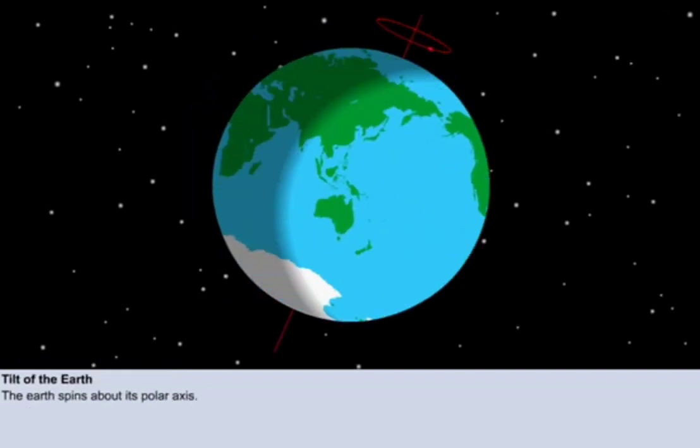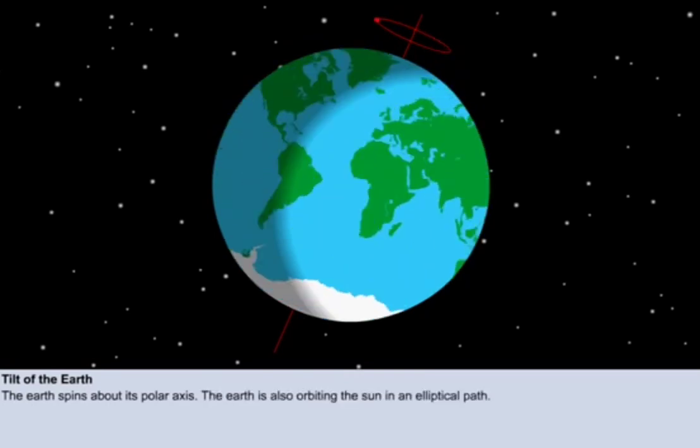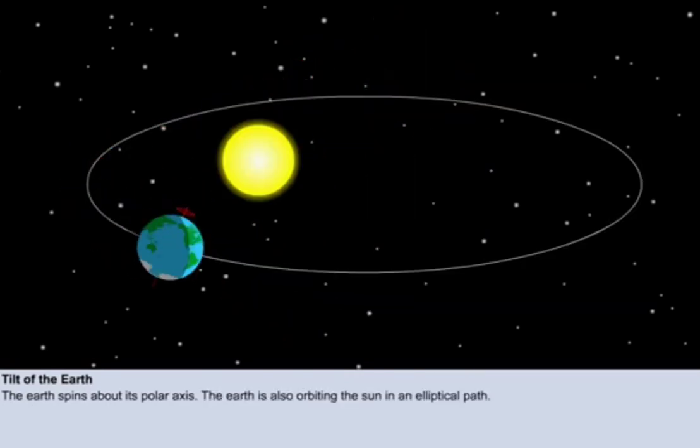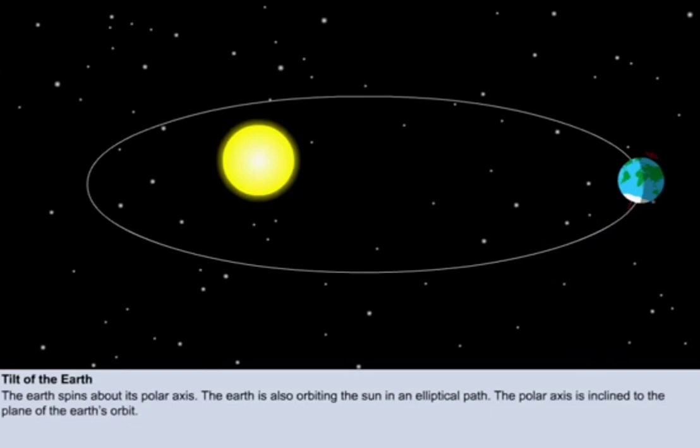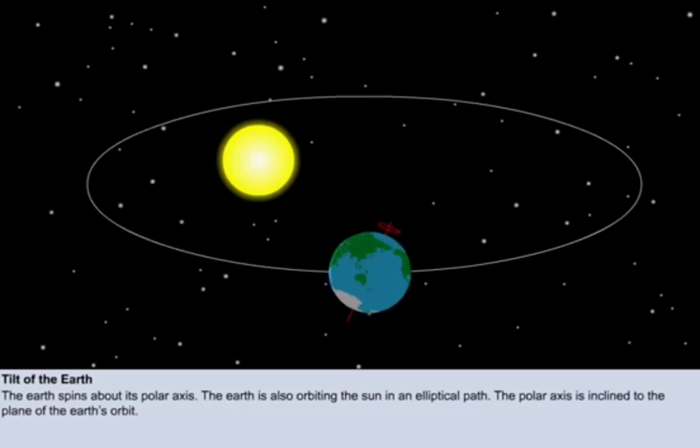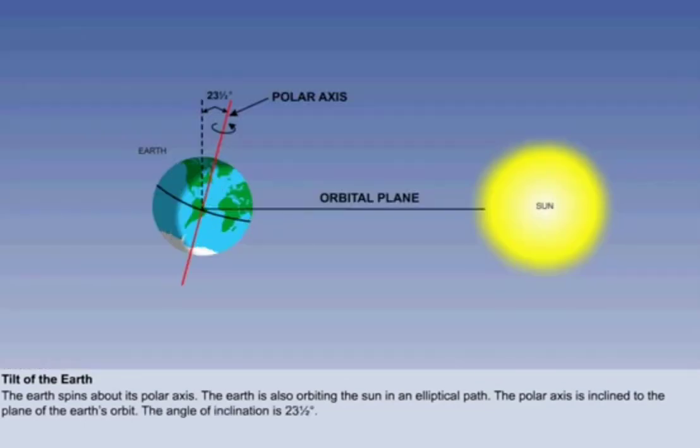The Earth spins about an axis, called the polar axis. Additionally, the Earth orbits around the Sun, in an elliptical path, taking 1 year to complete a full orbit. An important factor of the way the Earth is spinning is that it is not spinning in an upright sense. In other words, the polar axis is not perpendicular to the plane in which it is orbiting the Sun. You can see in this diagram that the polar axis is not perpendicular to the orbital plane. The polar axis is inclined towards the orbital plane by an angle of 23.5 degrees. This angle of inclination is often referred to as the tilt of the Earth.